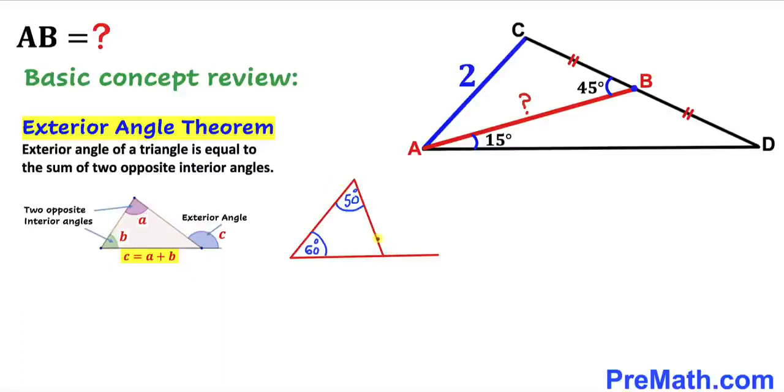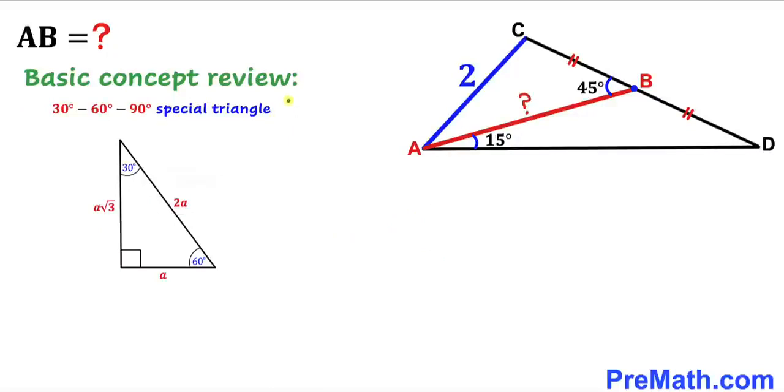This angle outside is going to be our exterior angle, and that is going to be equal to the sum of these two interior angles. That is going to be 50 degrees plus 60 degrees, which is equal to 110 degrees.